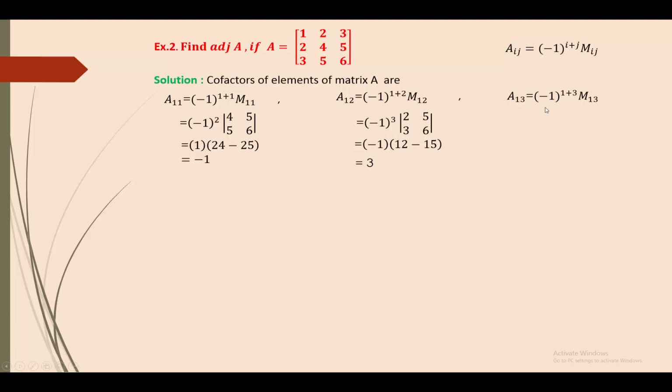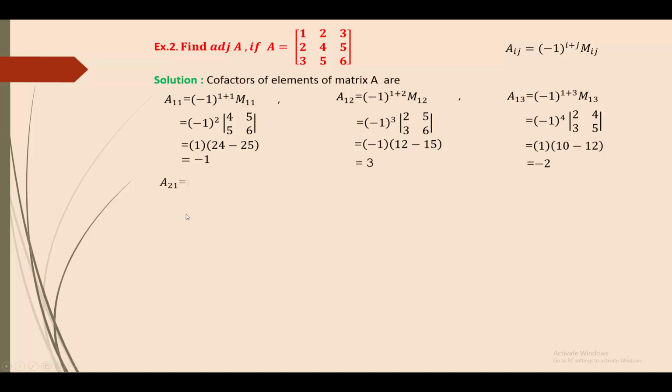A13, by using this formula, is minus 1 raised to 1 plus 3 times M13, equal to minus 1 raised to 4 into determinant. Minor M13 is the determinant obtained by deleting the first row and third column. This is the first row and this is the third column. So we get determinant 2 4 3 5. Minus 1 raised to 4 is plus 1. Now expansion of the determinant, 10 minus 12 is minus 2.